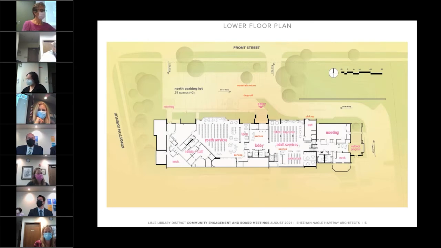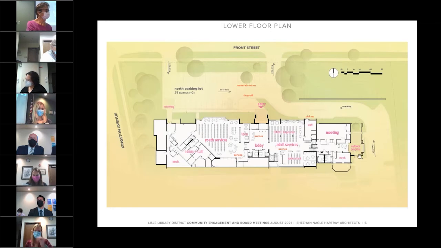This is the lower level plan, the new entry that's located on the north side of the building, kind of in the middle of the building. You come into a new lobby, go to the right, it's youth services, go to the left, it's adult services. We're leaving the existing meeting room wing kind of as it is right now, but relocating the entry is one of the big changes that we're making here.